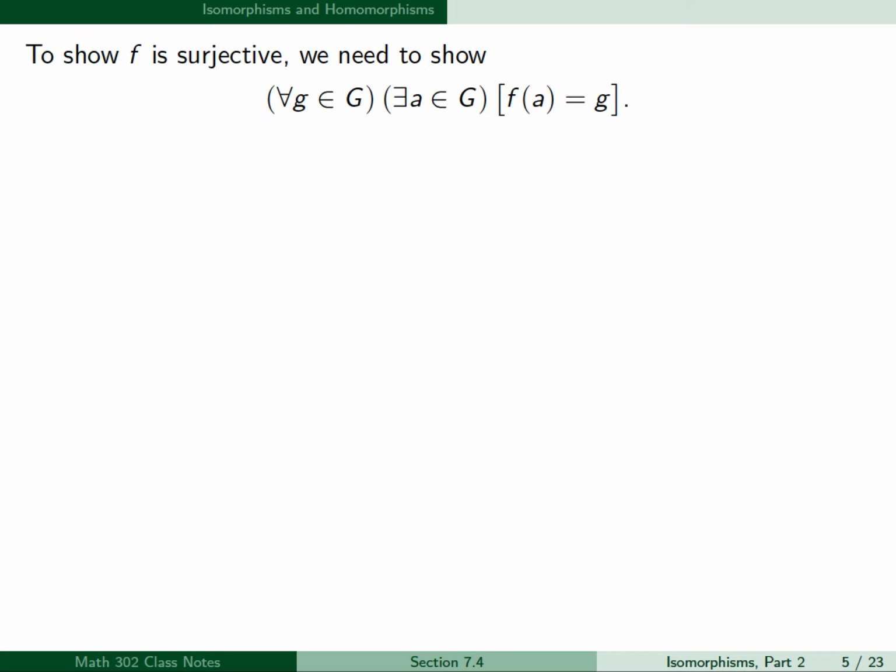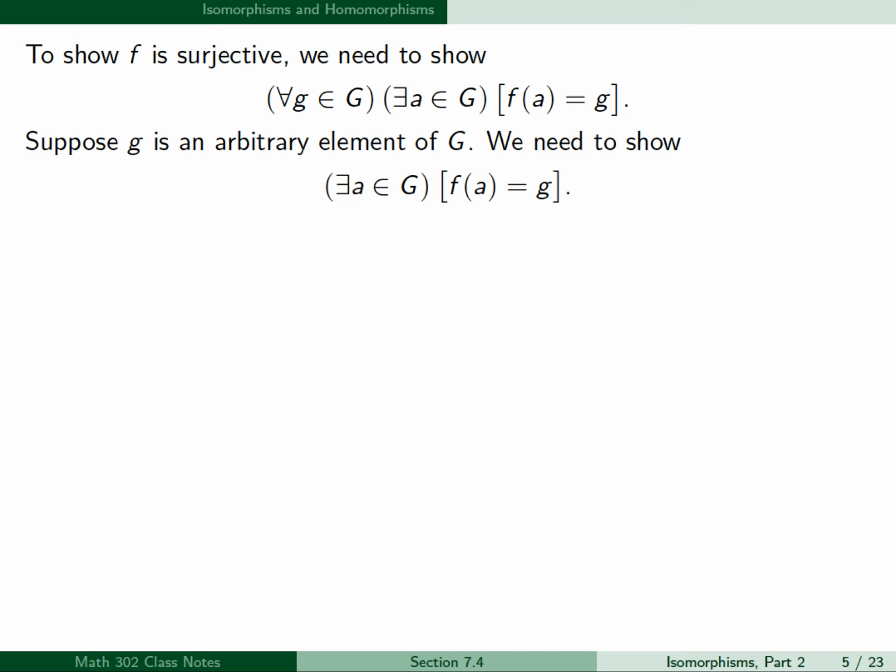To show that f is surjective, we need to show for all elements g in G there exists an element a in G such that f of a is equal to g. So suppose g is an arbitrary element of G. We need to show there exists an element a in G such that f of a is equal to g. Now the element a must satisfy the condition that f of a, which is c inverse a c, has to be equal to g.